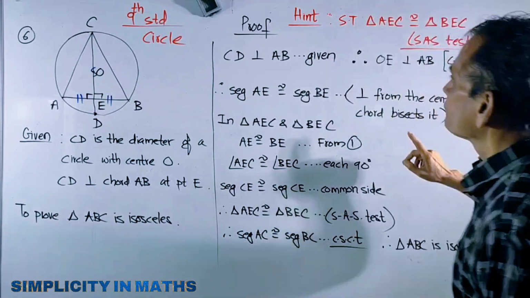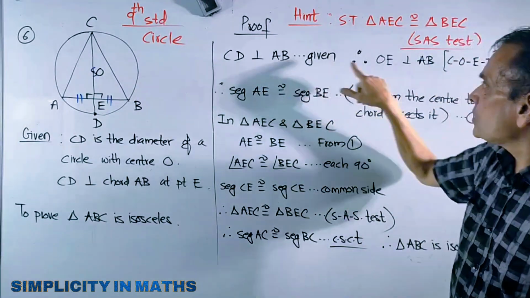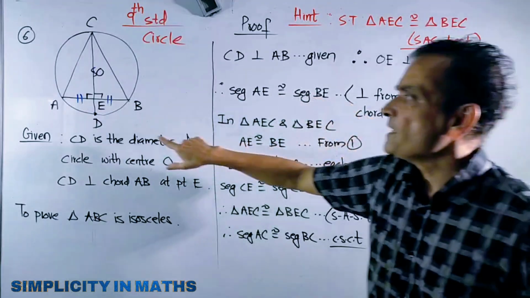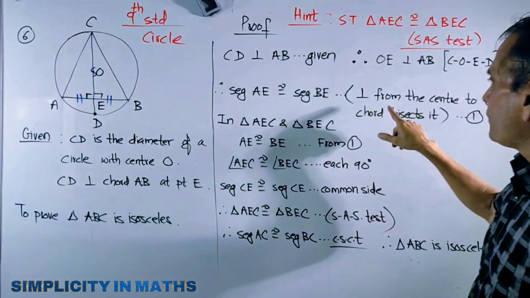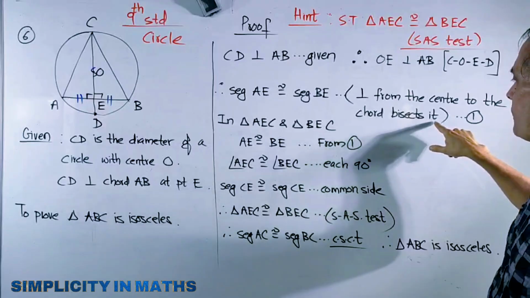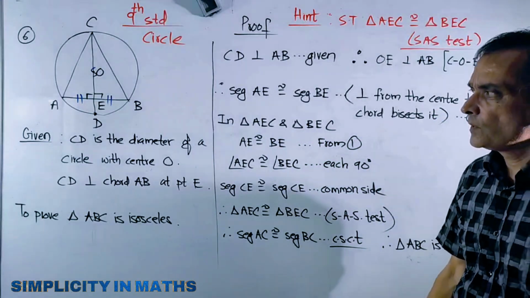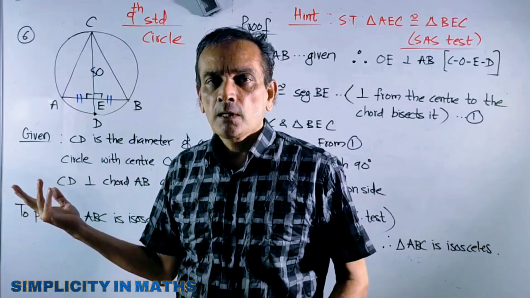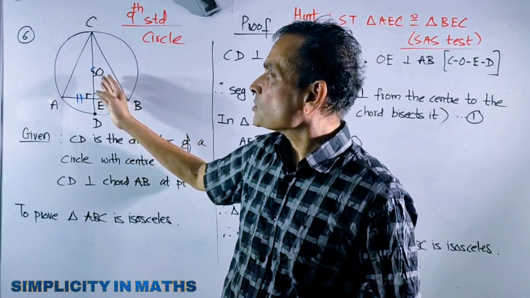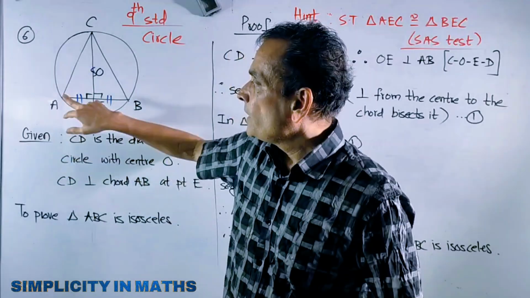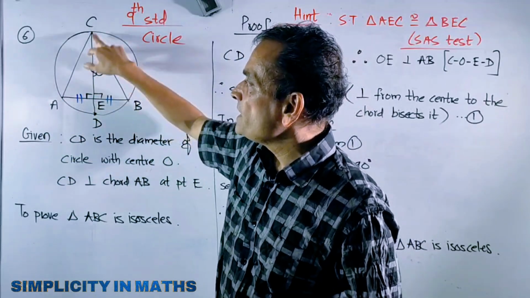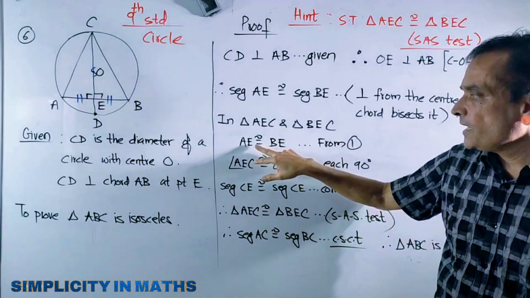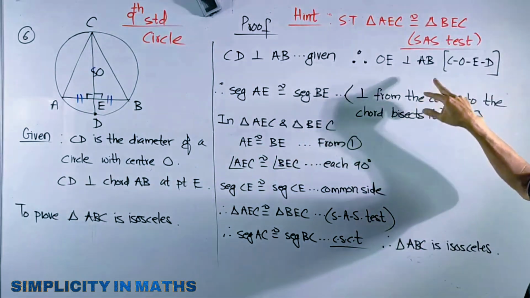Right? So, because OE perpendicular to AB, segment AE congruent to segment BE. Perpendicular from the center to the chord bisects it. Half our work is done. AE congruent to BE हो गया. Now it will be simple for us to show these two triangles congruent. देखो अभी in triangle AEC and triangle BEC, AE congruent to BE, proved above in step 1.